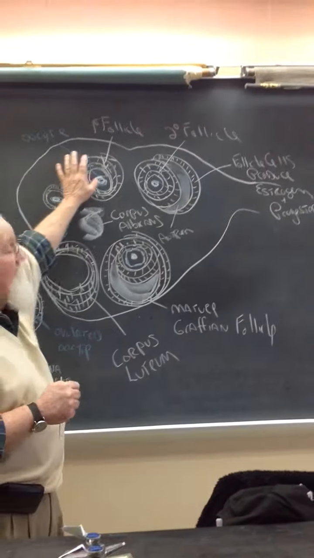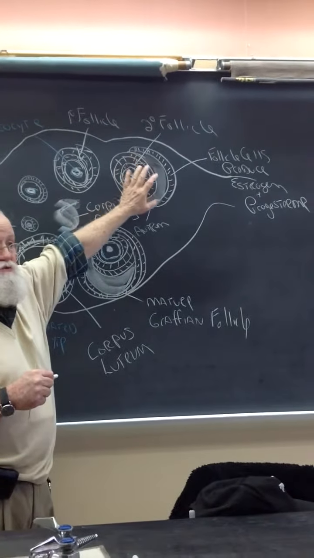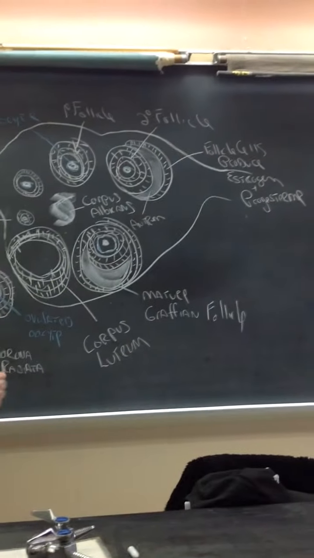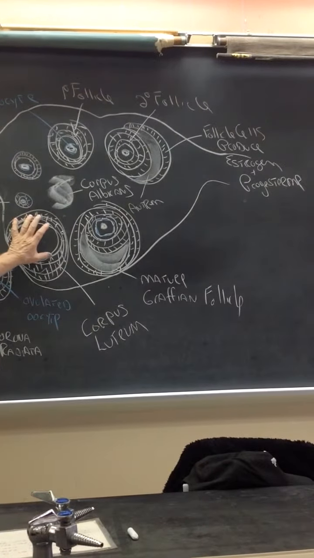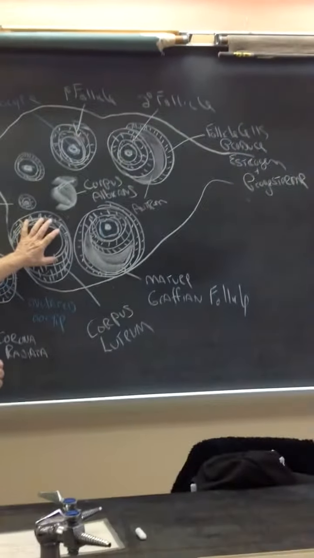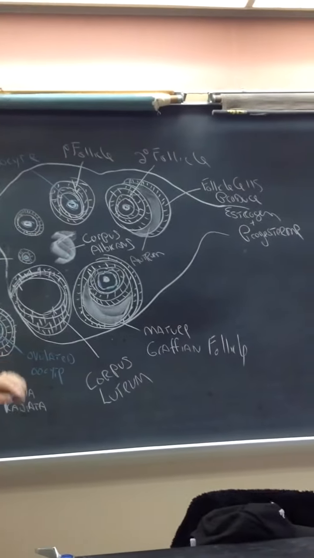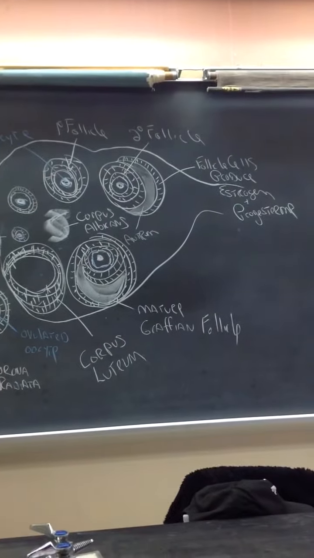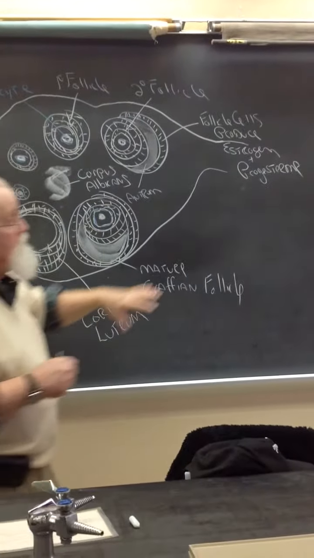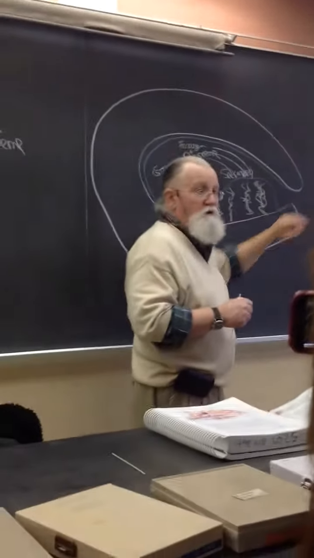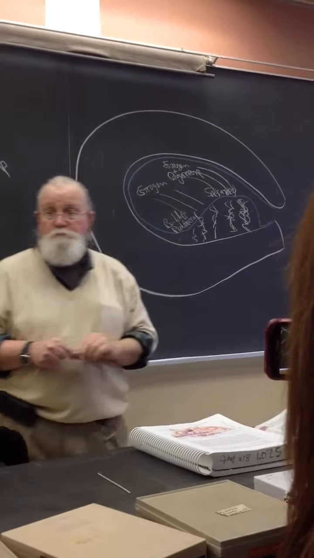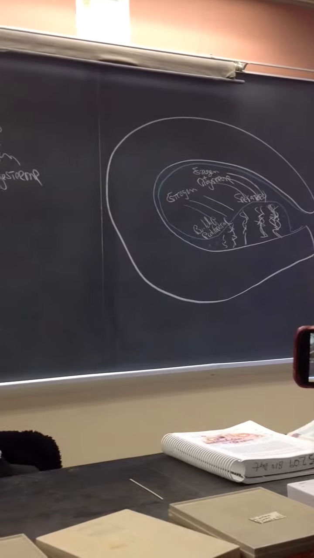The ovarian cycle is the development, maturation of the egg, maturation of the follicle, ovulation, okay, and either the formation of a corpus luteum or a corpus albicans, okay? The uterine cycle is the building up of and the sloughing off of the endometrium, okay?